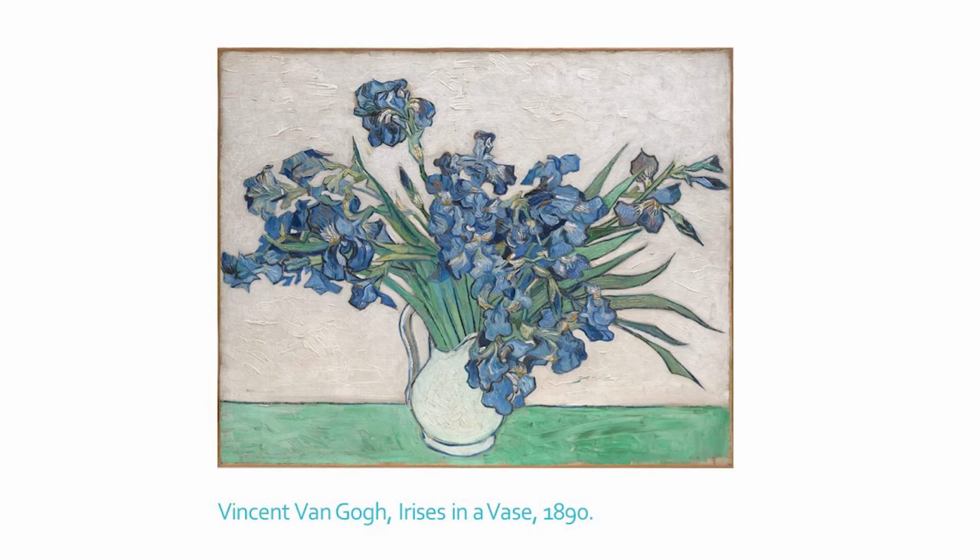Another example of analogous color schemes is this Van Gogh painting, Irises in a Vase. So we're going with blue and green next to each other. They don't have a lot of contrast because the colors are next to each other on the color wheel, and that kind of gives them a calming effect.